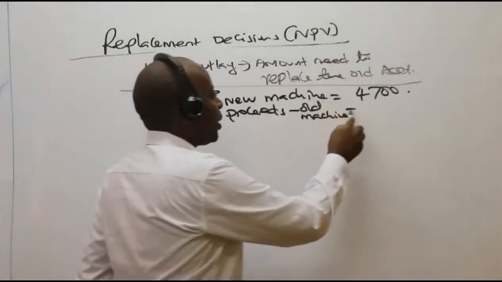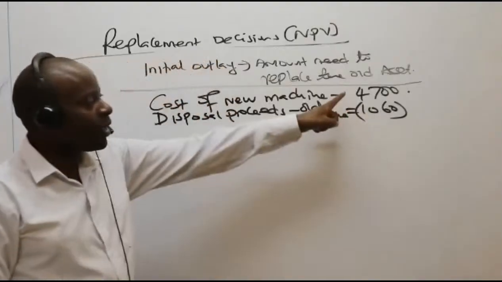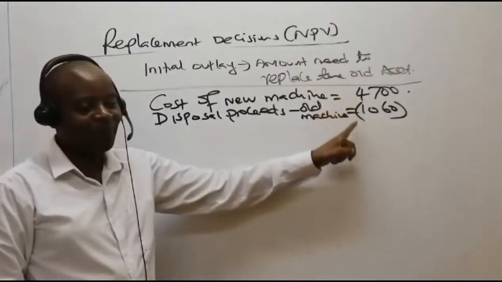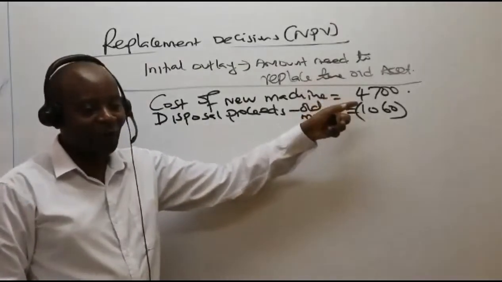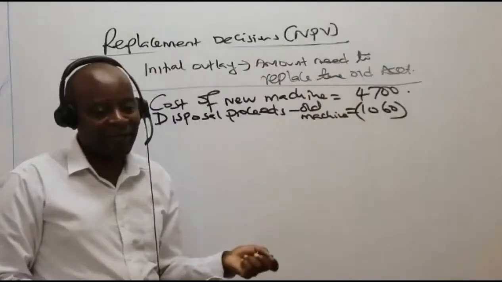1060, like that. Of course, they have to go in opposite directions. The moment you take the cost to be positive, then the disposal proceeds, the revenue, has to be negative.